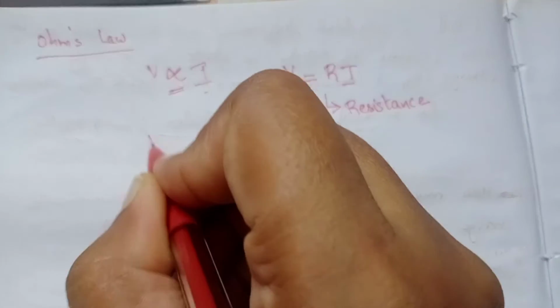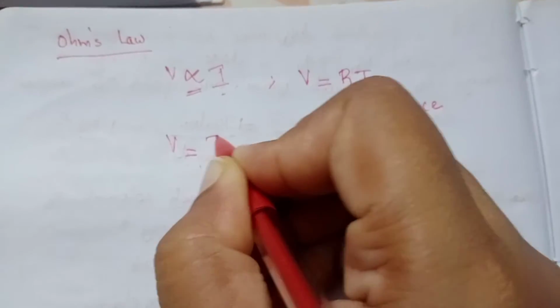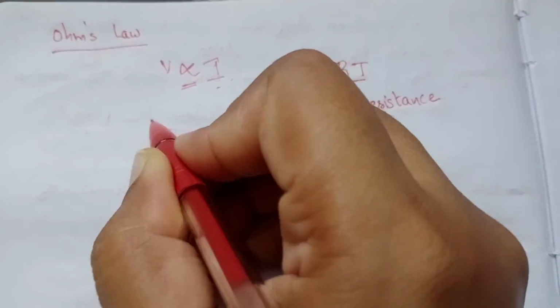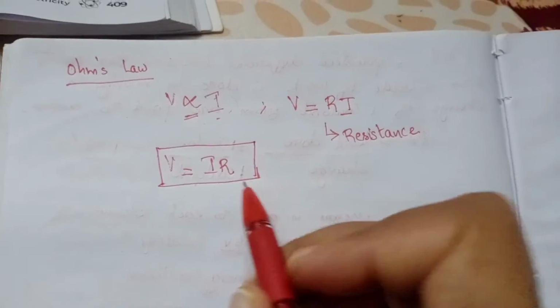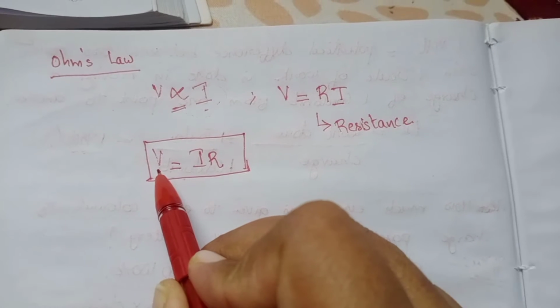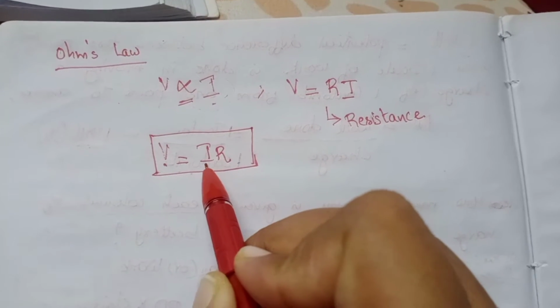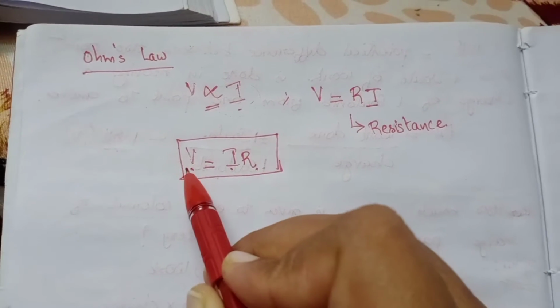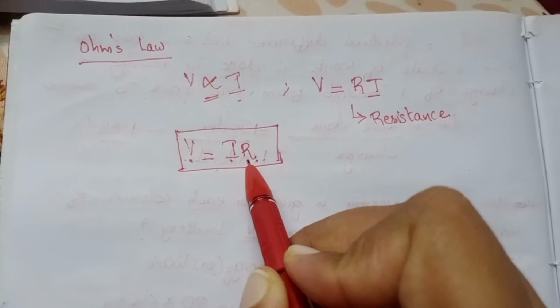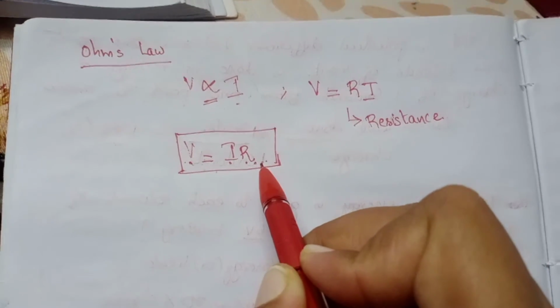So by Ohm's law we can write V is equal to I into R, and this is what is called Ohm's law. That means the potential difference V is equal to the product of current and the resistance value. Potential difference V is equal to I into R. This is what is called Ohm's law.